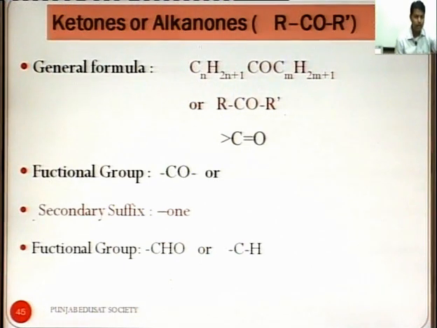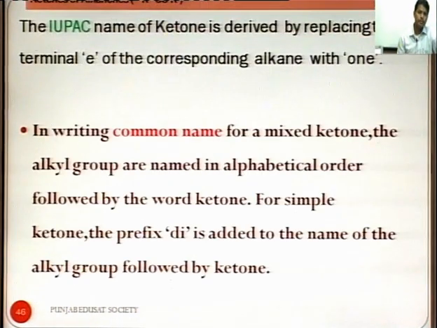The next member is ketone. The general formula of ketone is R-CO-R', in which the CO carbonyl group is flanked on both sides with alkyl groups. R and R' may be equal. The functional group is CO, the secondary suffix is one. The IUPAC name of a ketone is derived by replacing the terminal e of the corresponding alkane with one.